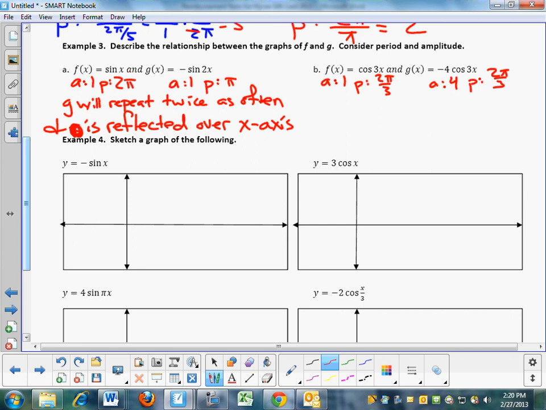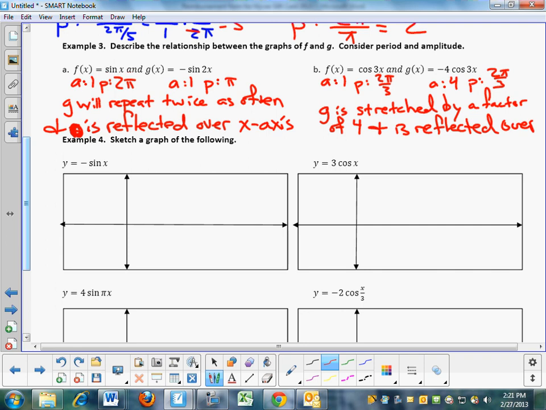So what is different about these graphs? G is stretched by a factor of what? 4, and is reflected over what? X-axis.